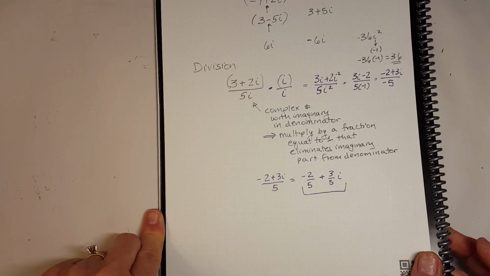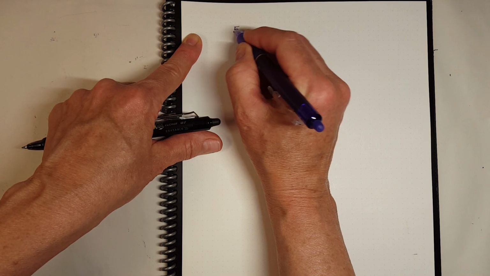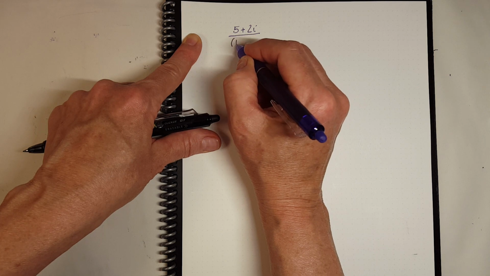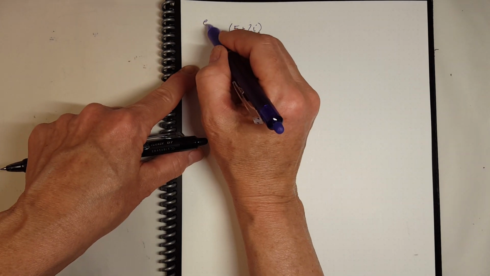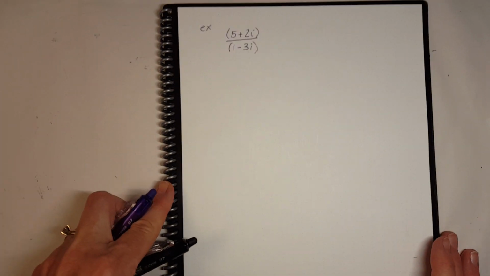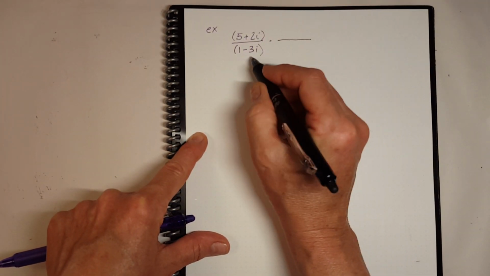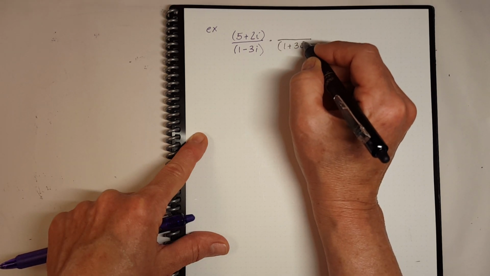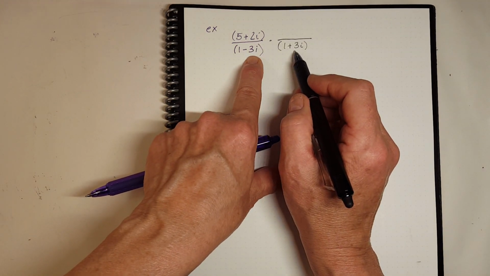Okay, so let's do one where it's a little bit more complicated for your conjugate. So let's do this problem. We have 5 plus 2i divided by 1 minus 3i. So we want to do that division. And the way that we do the division is we multiply by a fraction that gets rid of the imaginary part on the bottom. So I'm going to multiply this by 1 plus 3i because that's the complex conjugate, and you'll see that it gets rid of the imaginary part in the denominator.